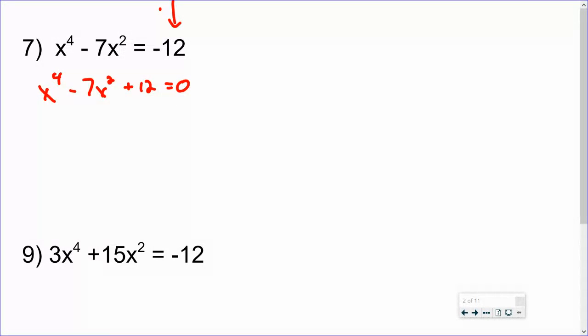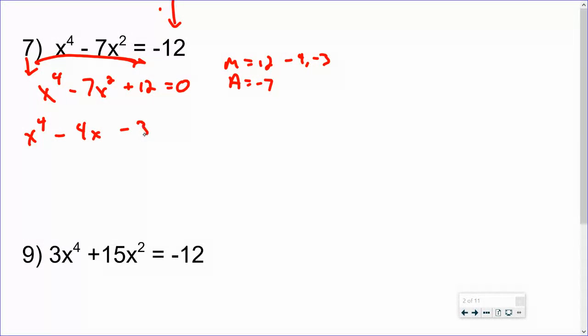So if I do this by factoring by grouping, I'm going to take the coefficient of the biggest degree and multiply that by the constant value. So it multiplies to make 12, adds to make -7. That's this value. Okay, well, those two numbers are -4 and -3. So this one gets written down. I pick one of the factors, and I usually write them down right in the same order.